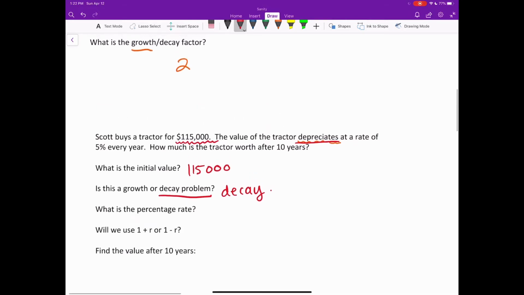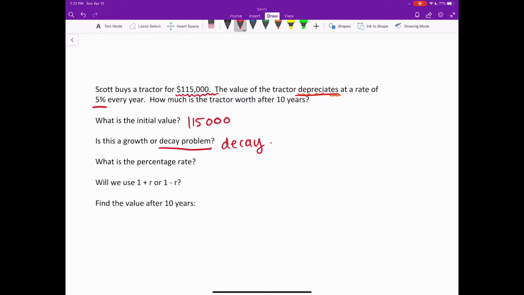What is the percentage rate? We've got 5%. And 5% as a decimal, we move the decimal place of this percentage over twice. So 5% as a decimal is 0.05 because I have to put that placeholder 0 right here. And then it asks, would we use 1 plus r or 1 minus r?